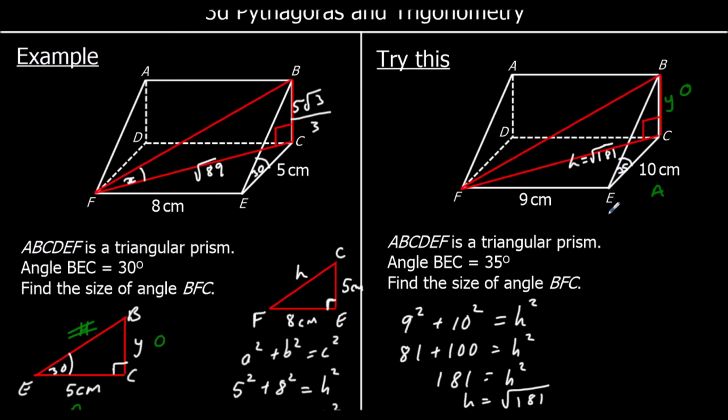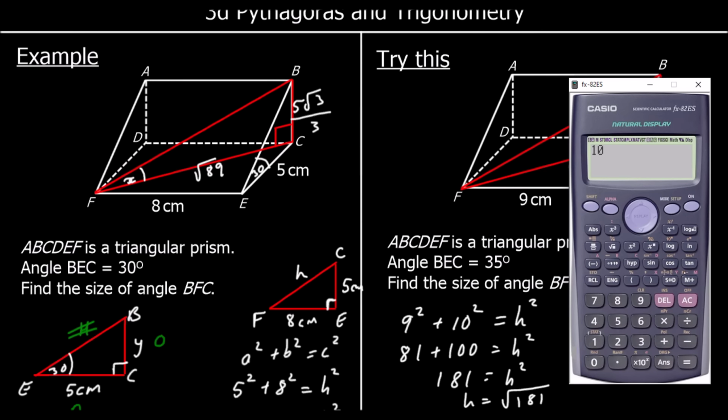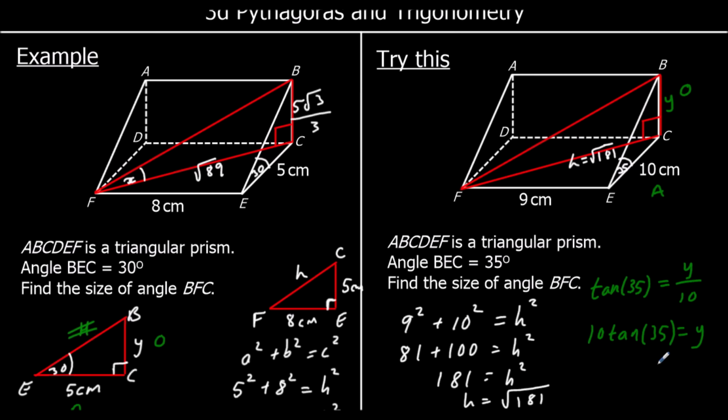BC. So we've got the opposite and the adjacent. We're not using the hypotenuse, so it's going to be tan. So we've got tan with the angle, so tan 35 equals O over A, y over 10. So multiply both sides by 10. So y is equal to 10 tan 35. So we've got 7.00. We're going to keep that in the calculator though.